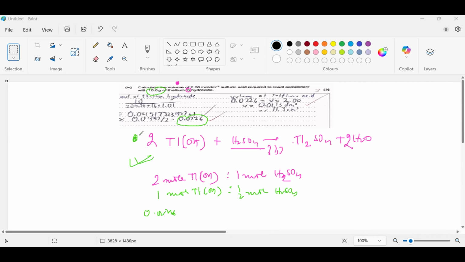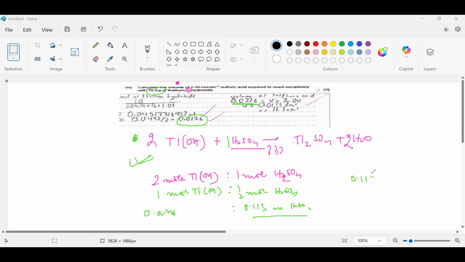You have not written down the equation. Was the equation needed? Because it's 2:1, right? It is 2:1. The equation was in the previous question; you did that in the previous question. So 0.0226 moles gives you 0.0113. Wait, how does the same number of moles come in this? Let me say TlOH twice, so this is 4, this is 2. So this amount of moles of H2SO4 you get.